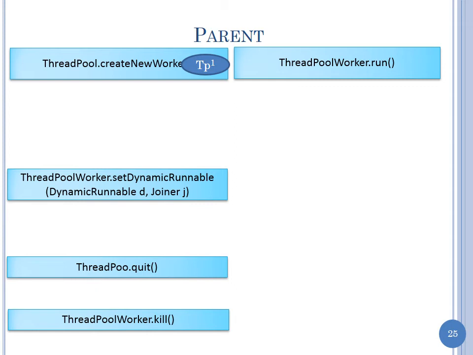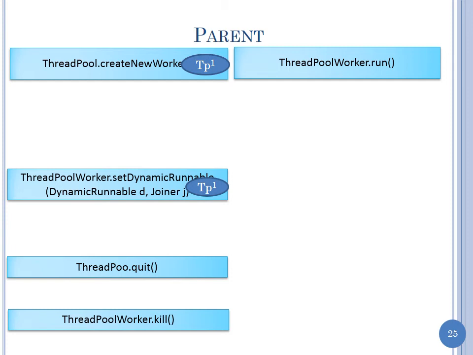But you're on the right track here, Andrew. The parent thread is the one that entered doParallel, and that doParallel calls setDynamicRunnable, so we are going to call it from the parent thread. No, no, TP1 is the parent. So we're going to have TP1 call setDynamicRunnable in the thread pool worker.